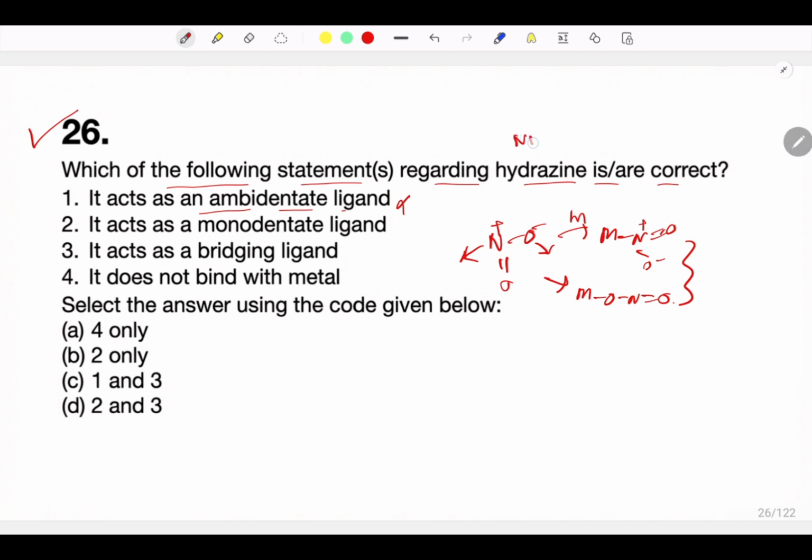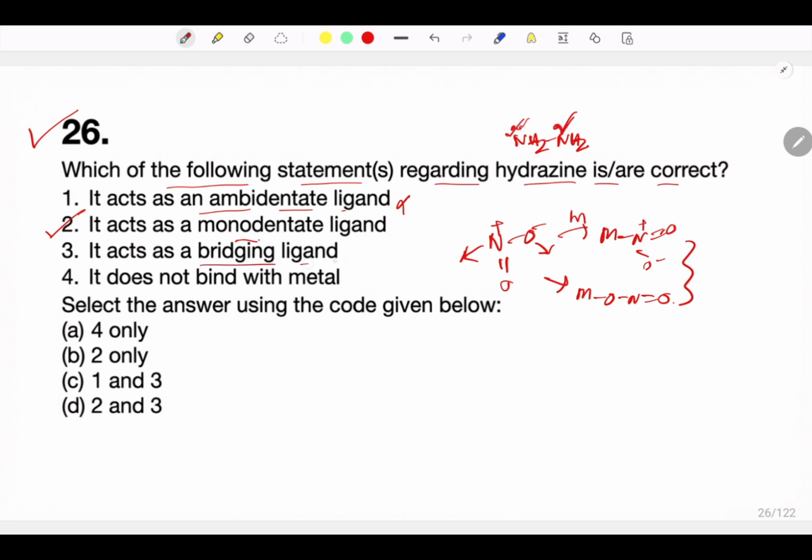The hydrazine structure is NH2 NH2. Both ends are the same, and it acts as a monodentate ligand. Yes, it can act as a monodentate ligand or a bidentate ligand, as there are two lone pairs available.